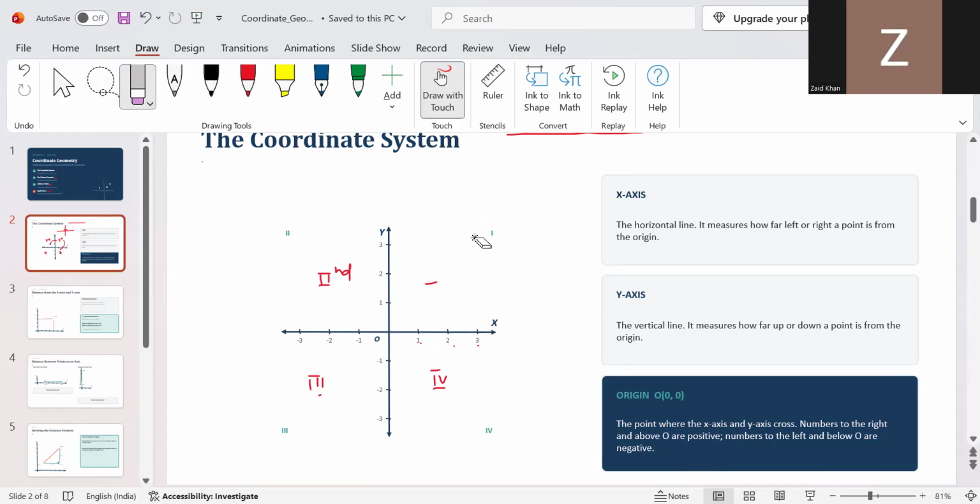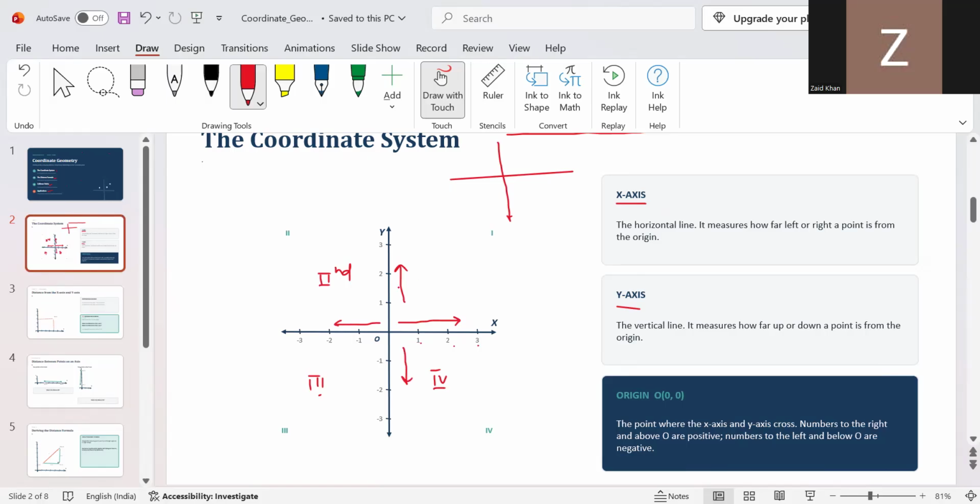Now, let me tell you what this is. This is the x-axis. The horizontal line is called the x-axis. And the vertical line is called the y-axis. Please keep it in your mind. When you go rightwards, you go in the positive direction of the x-axis. Similarly, if you go leftwards, you go in the negative direction of the x-axis. This is the positive direction of the y-axis. This is the negative direction of the y-axis.